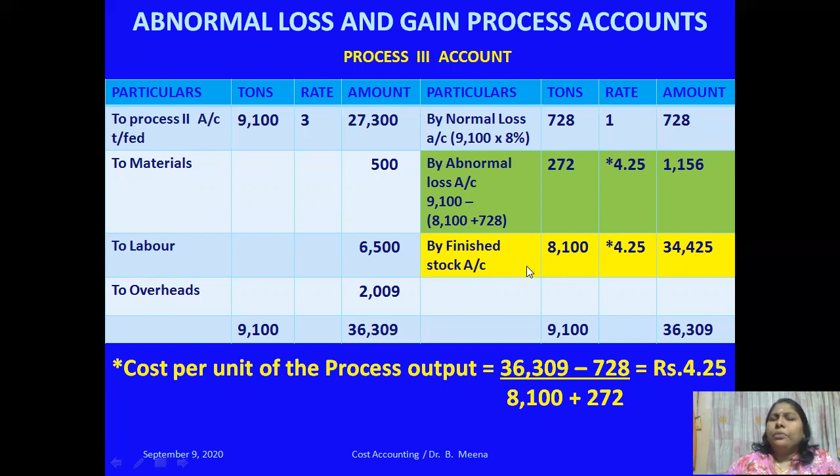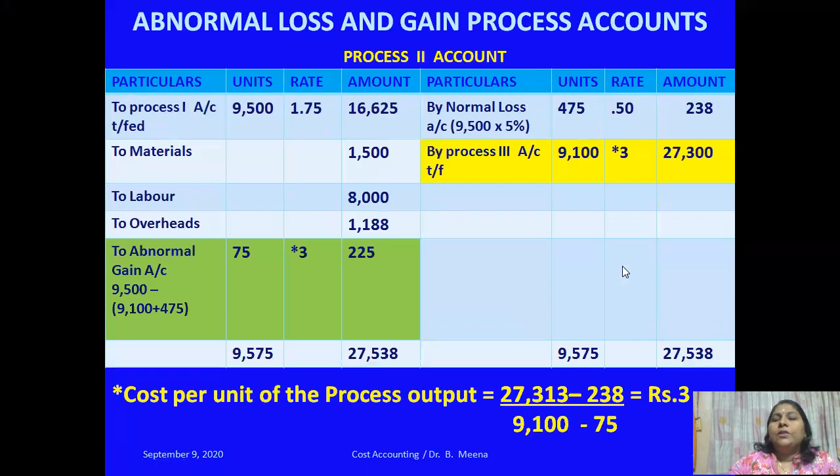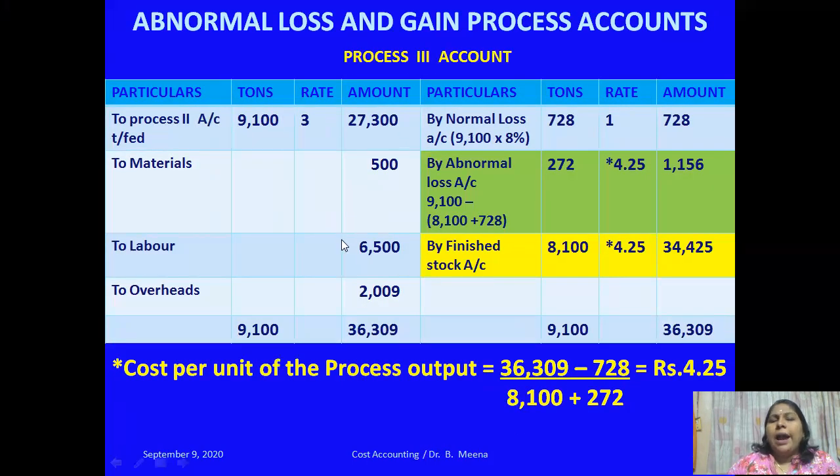And then what is the output given in this problem? See, process 3 scrap value is 1 that I applied here. What is the output of process 3? 8,100, right? So that 8,100 only I showed here by finished stock. How can we mention the output answer? By finished stock. Always you write the output of the last process as by finished stock. Okay, so by finished stock 8,100.